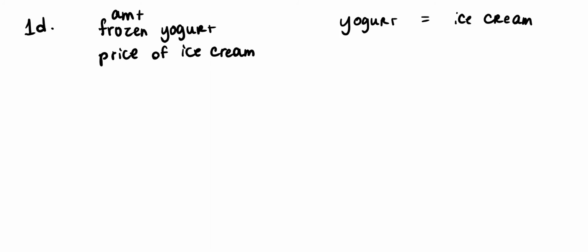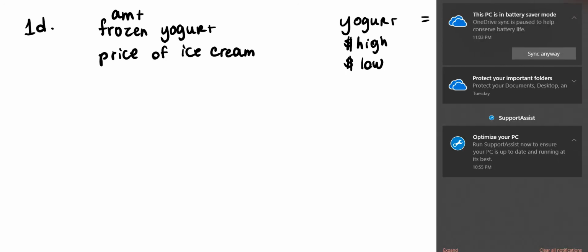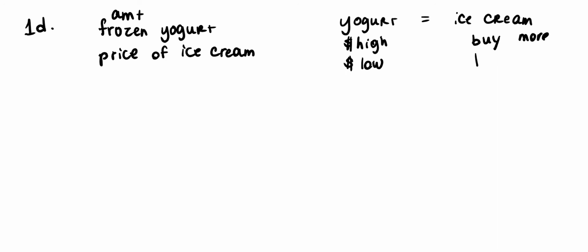If the price of yogurt is really high, so if this is high, then you're going to buy more ice cream because you are going to just switch to ice cream. Yogurt is high. You don't care if you get yogurt or ice cream, so just buy more ice cream because the price of ice cream is low compared to yogurt. And then, so I'll put a dollar sign here. And then if the price of yogurt is low, then you're going to buy less ice cream because you're going to switch to yogurt.